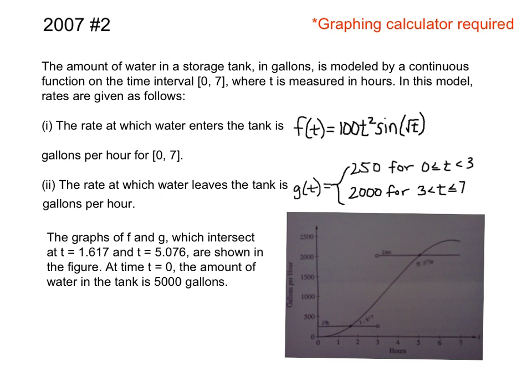The rate at which water leaves the tank is g of t equals 250 for 0 to 3 and 2000 for 3 to 7 gallons per hour. The graphs of f and g, which intersect at t equals 1.617 and t equals 5.076, are shown in the figure. At time t equals 0, the amount of water in the tank is 5,000 gallons.